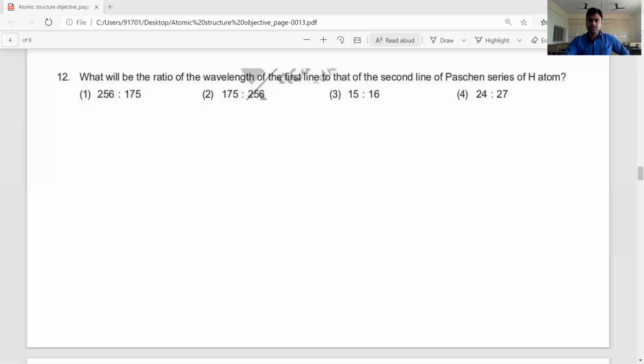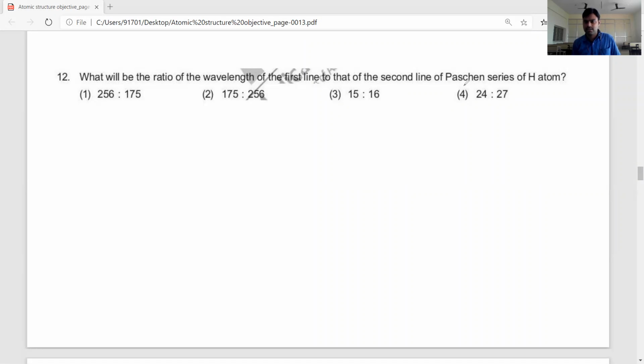Let's see the 12th question. See, the 12th question is very easy, just based on the formula. What will be the ratio of the wavelengths of the first line to that of the second line of Paschen series? Okay, it's very clear.